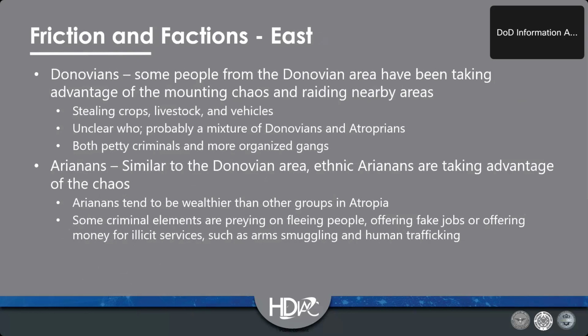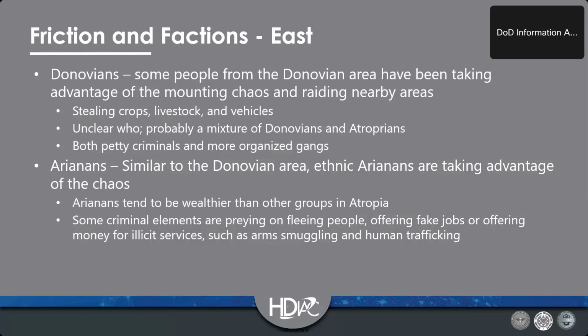In the east, you have the Denovians, mainly thievery, raiding, stealing crops, livestock, vehicles. It's probably a mixture of ethnic Denovians and ethnic Ethiopians. It's really hard to be sure because they're in a more mountainous region, so it's harder to really gauge large movements and what's going on.